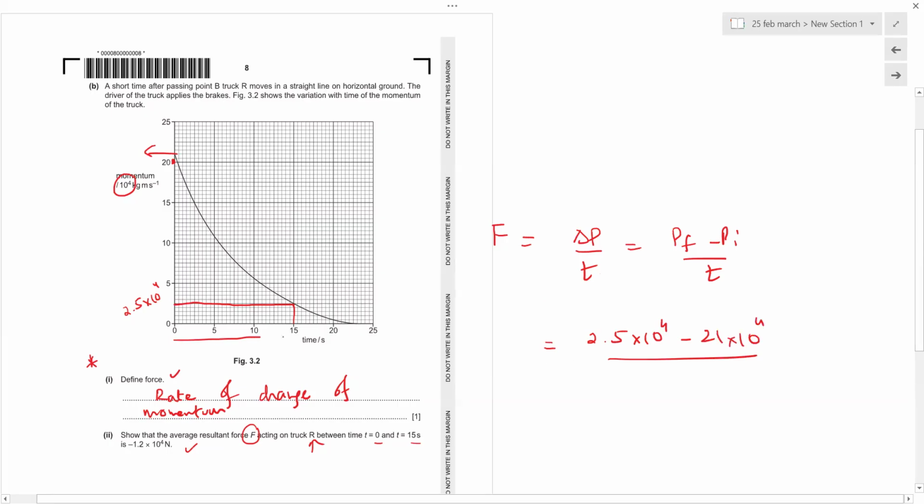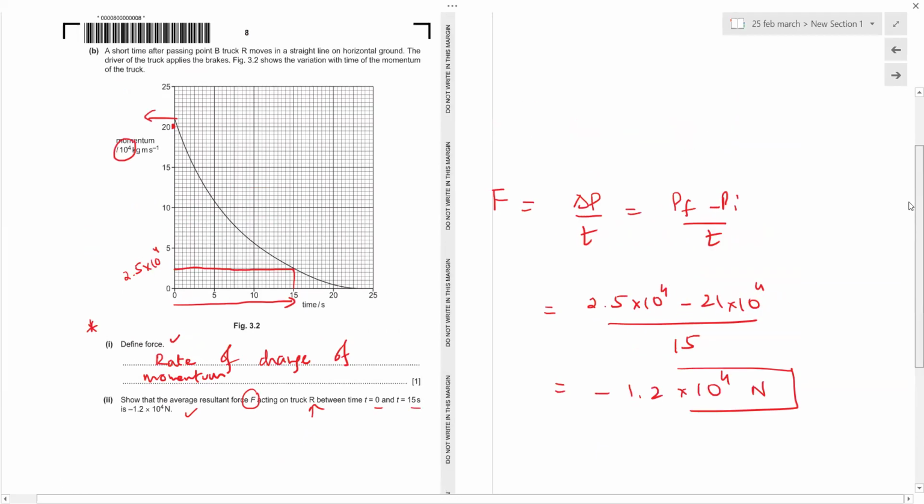Time is basically from 0 to 15. That's 15. So 2.5 minus 21, that's minus 18.5, divided by 15. So it looks like I've got the answer. That's minus 1.2 exponent 4 Newton. That's fine. Okay. So far, so good. Nice. Let's see what we have next.